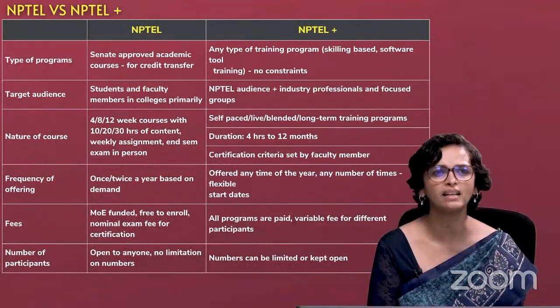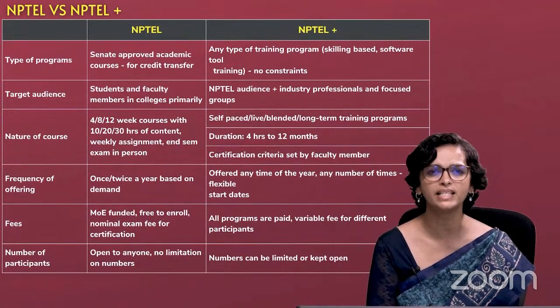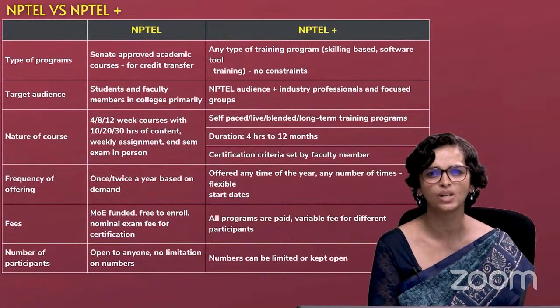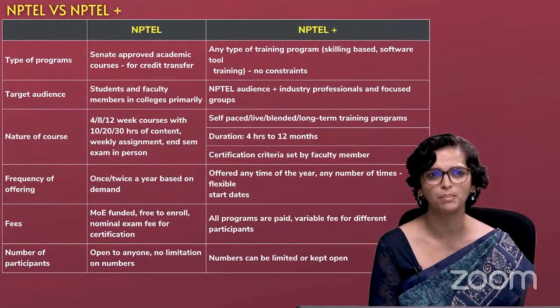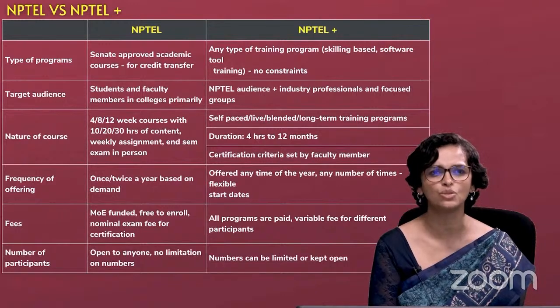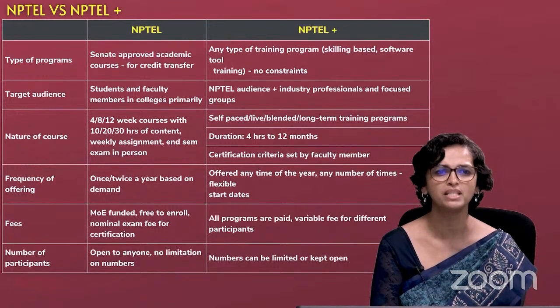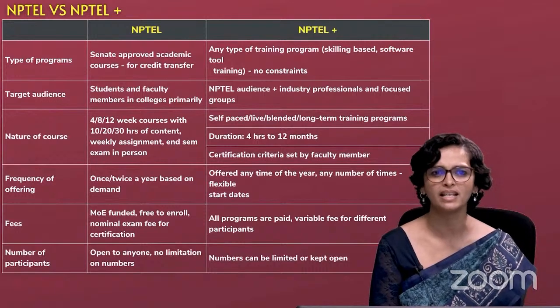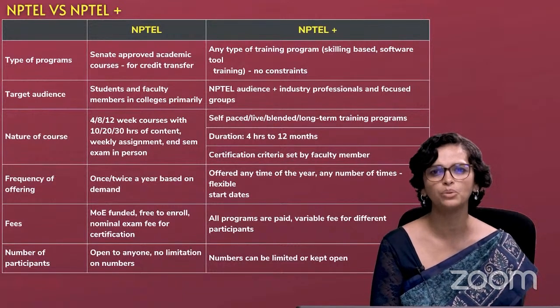Okay, so these are the differences between NPTEL and NPTEL Plus. So NPTEL can run only Senate approved academic courses which are normally taken for credit transfer. Their audience is students and faculty members in colleges. The courses are of fixed durations, 4, 8, 12 weeks, and with so much of content, like we said. Exam dates are fixed. We run the courses only once or twice in the year, in the Jan or July semester, and the enrollment is free, exam has a fee, and it's open to anyone, no restriction on numbers. So this is what we already saw in the previous introduction to NPTEL.